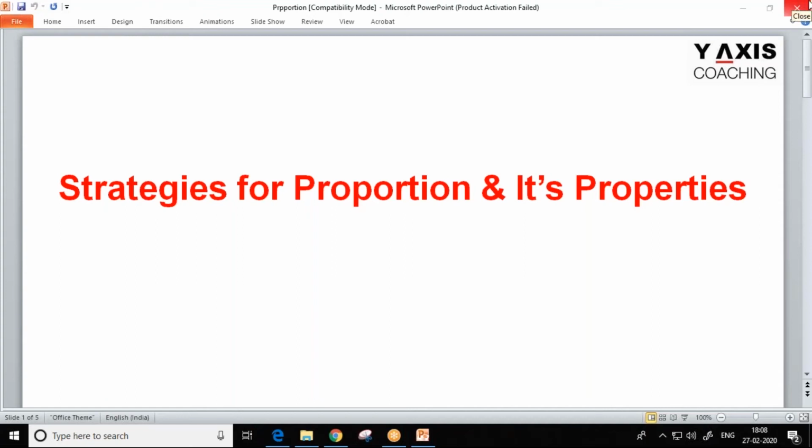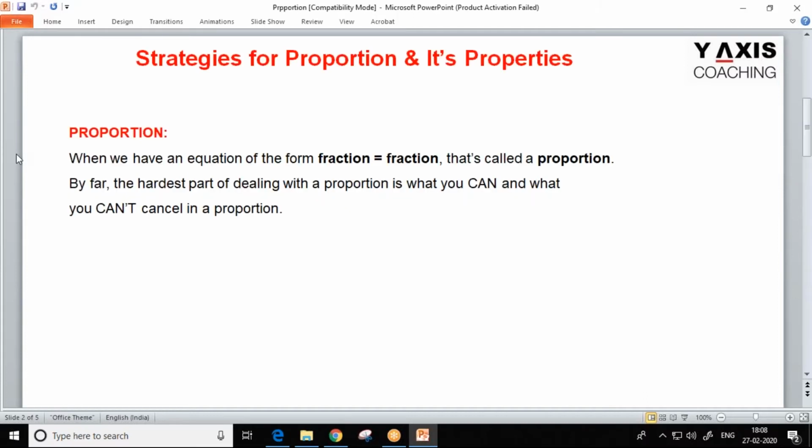In this lesson, we are going to learn strategies for proportion and its properties. Ratio and proportions are quite similar. We can say a step ahead of ratio is going to be the proportion. So let's see how to define the proportion.